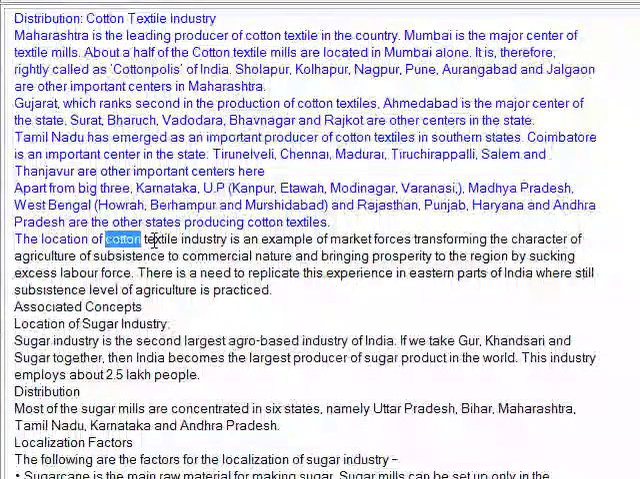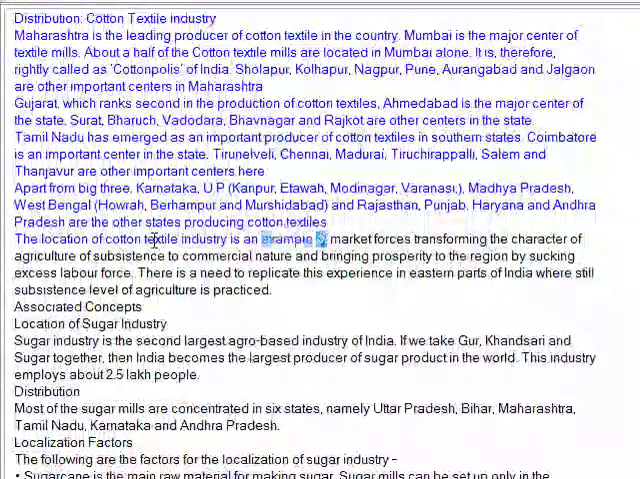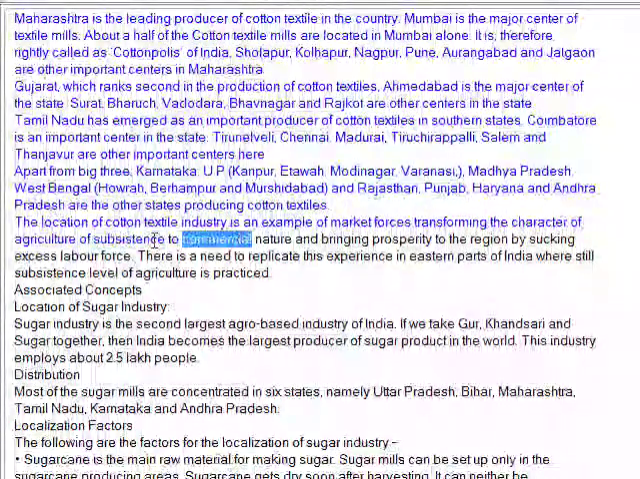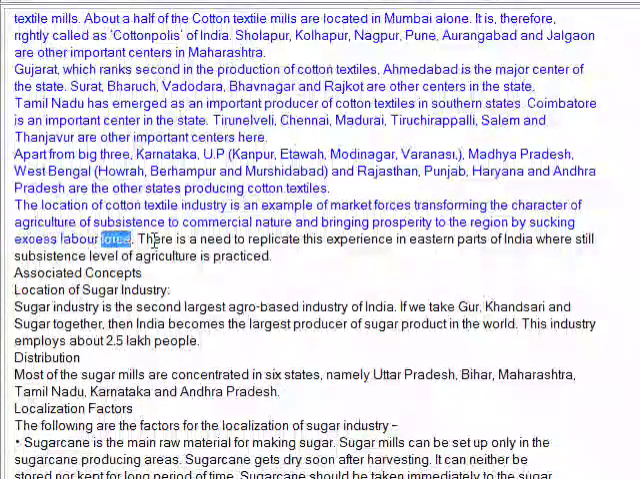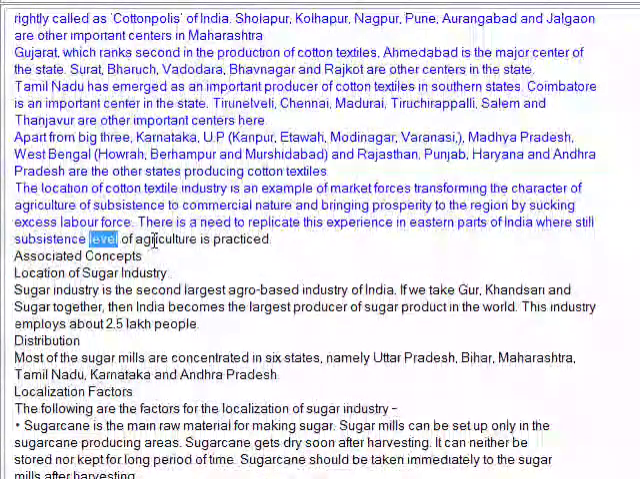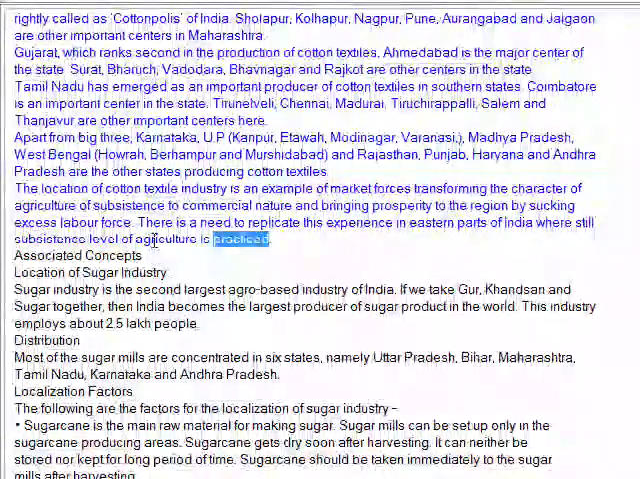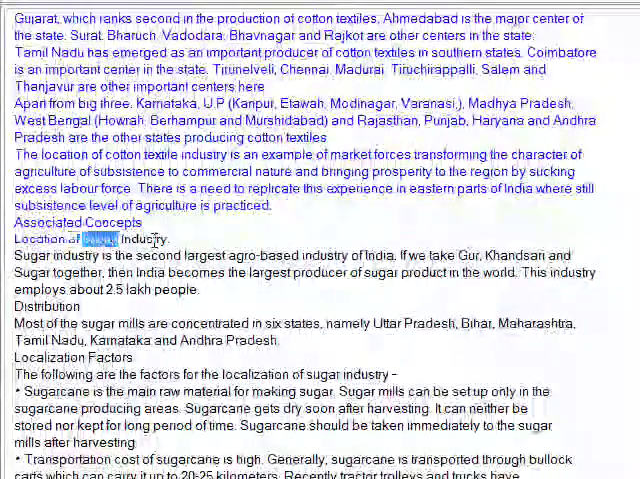The location of the cotton textile industry is an example of market forces transforming the character of agriculture from subsistence to commercial nature and bringing prosperity to the region by absorbing excess labor force. There is a need to replicate this experience in eastern parts of India where subsistence level of agriculture is still practiced. Associated concepts: location of sugar industry.